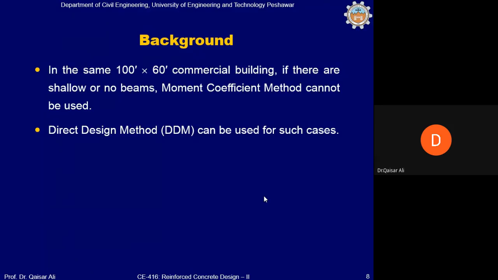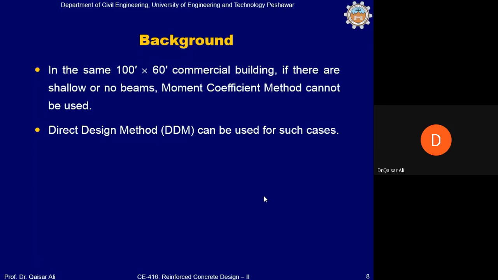But still, the ACI code allows us to use the moment coefficient method, although it is not formally part of the code. Similarly, the direct design method has been recently taken out of the code. And as I said earlier, the direct design method is a method of analysis. Okay, I'm saying this again and again.